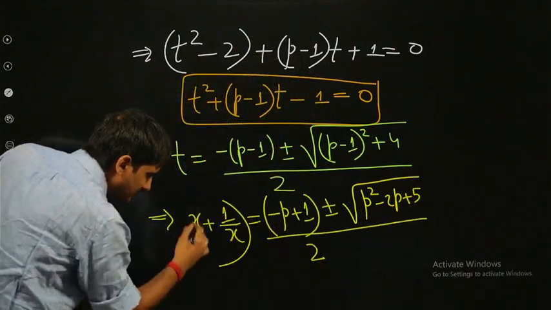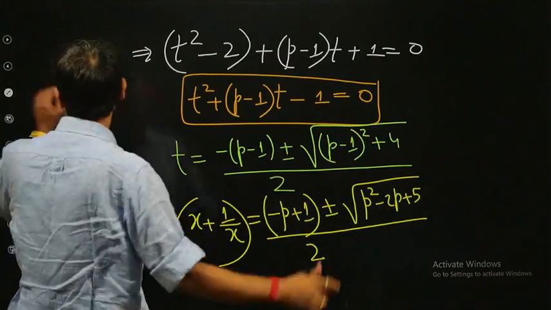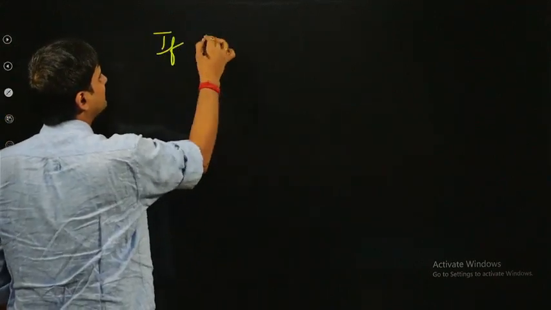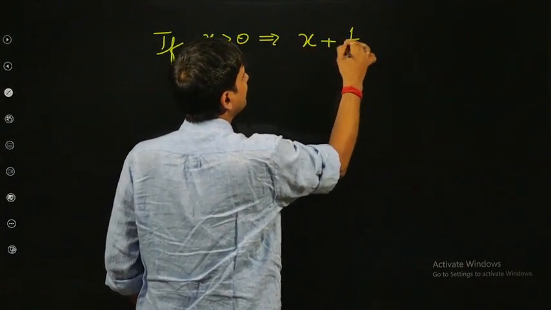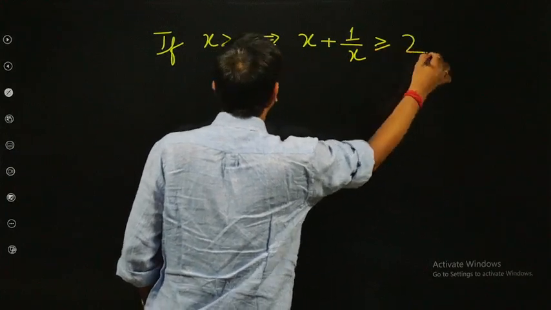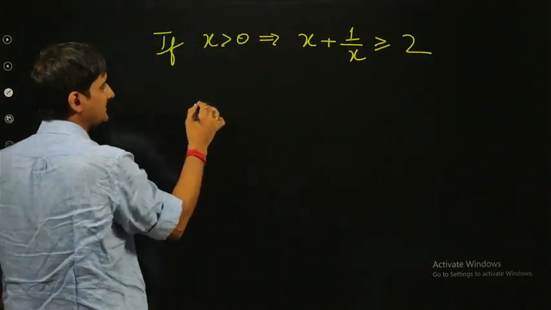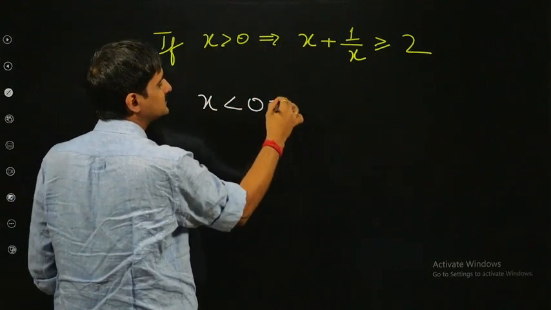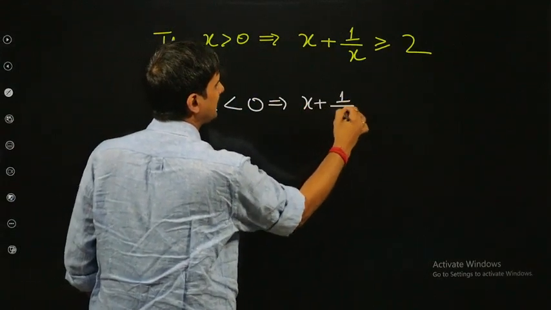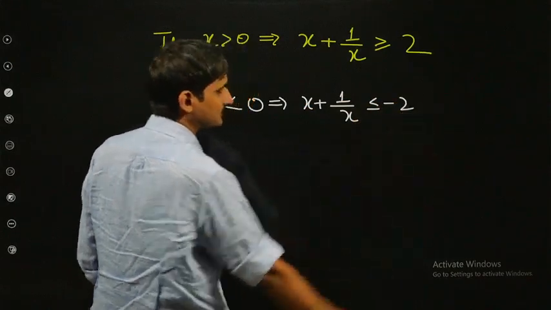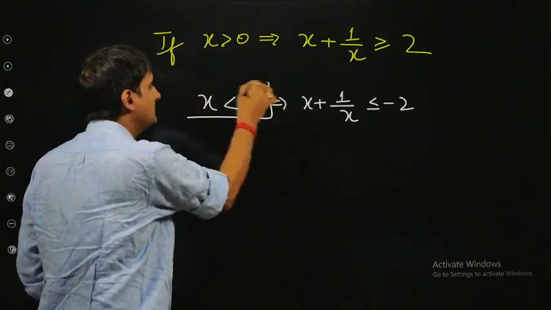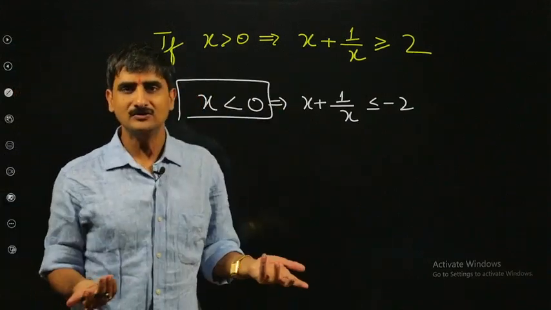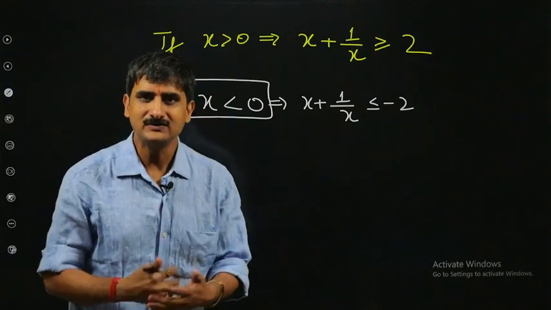Now see, there's something special about this one also, and what is it? We know that if x is positive, this implies x plus 1 by x is always greater than or equal to 2. And if x is negative, what does that mean, children? That means x plus 1 by x will be less than or equal to minus 2, and since we need negative roots, you will get negative roots only when this is there. Only when x is negative can we have a negative root.